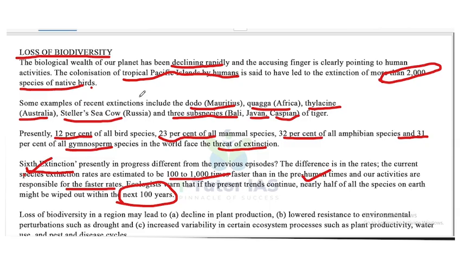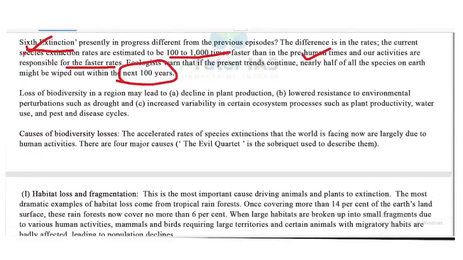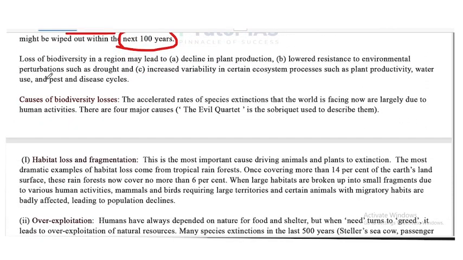Now, moving on to the next part. Loss of biodiversity in a region may lead to decline in plant production, lowered resistance to environmental perturbations such as drought, flood, and other causes, and increased variability in certain ecosystem processes such as plant productivity, water use, and pest and disease cycles.